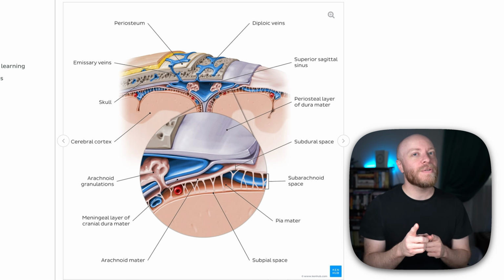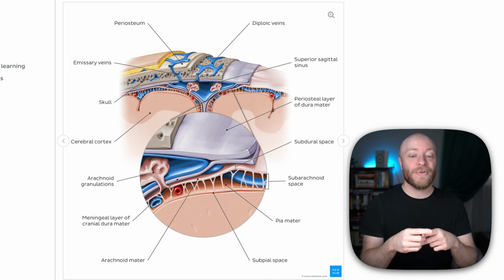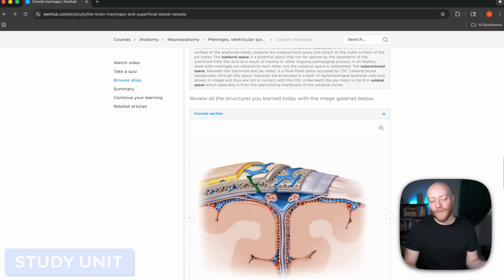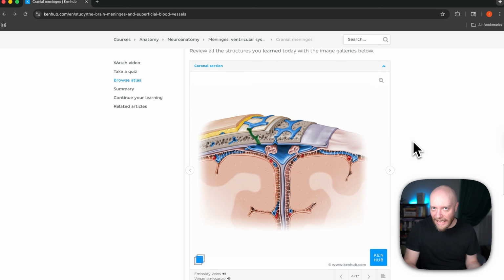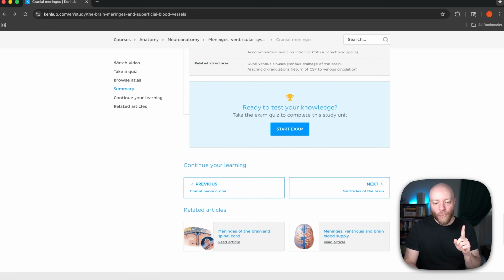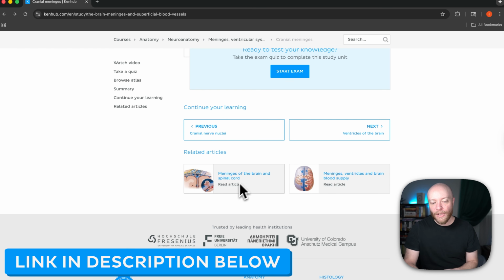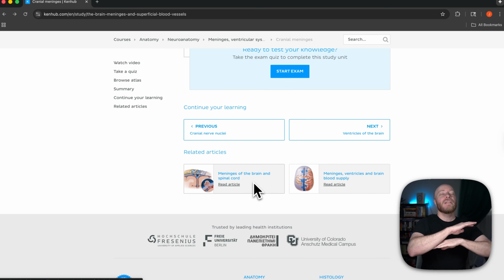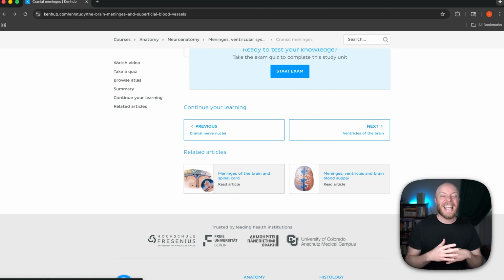To do this, we're going to be using one of Kenhub's premium features that we call a study unit. This is the best way to learn your anatomy. This is a really in-depth lesson with very specific atlas images, which is what we are going to be looking at today. However, we are going to be linking down in the description below a 100% free article on the meninges of the brain that's going to have a lot of the images we're going to be looking at today, and a lot more than what we're discussing today, so be sure to check that out.